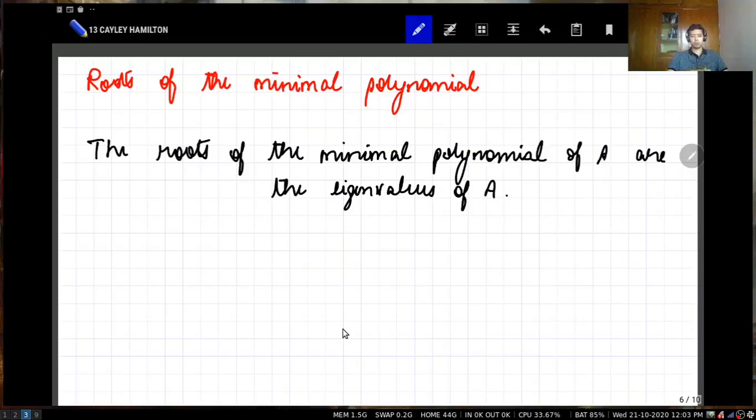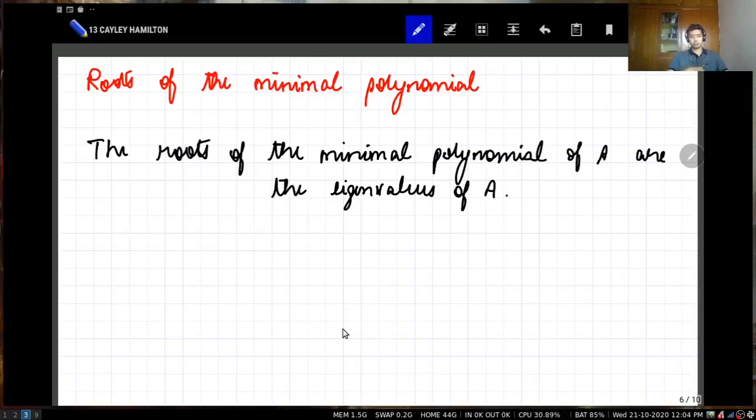What are the roots of the minimal polynomial? So we're trying to successively characterize the properties of the minimal polynomial of any n by n matrix A. Now here's a very nice fact which is not obvious at all. The roots of the minimal polynomial of A are precisely the eigenvalues of A. So every eigenvalue of A is a root of the minimal polynomial, and every root of the minimal polynomial is an eigenvalue of A.